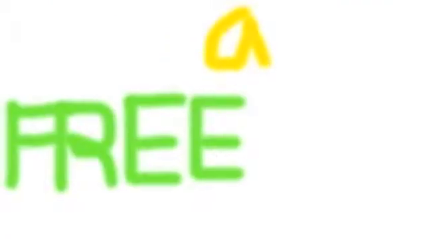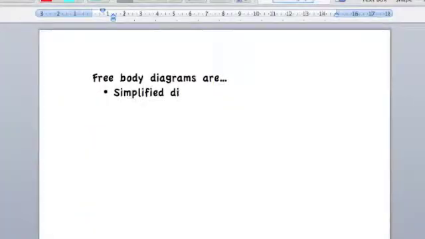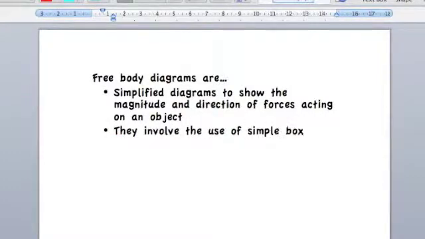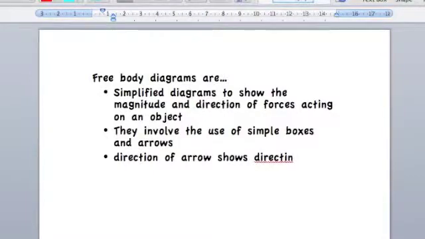Now, what is a free body diagram? Free body diagrams are simplified diagrams to show the magnitude and direction of forces acting on an object. They involve the use of simple boxes and arrows. Plus, the direction of the arrows shows the direction of the forces acting on the object.